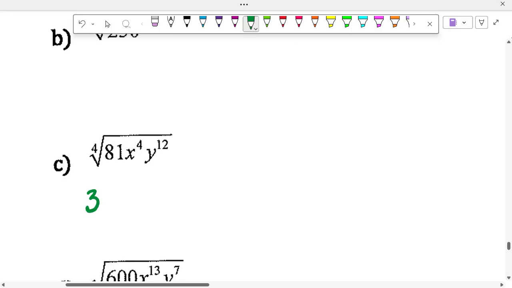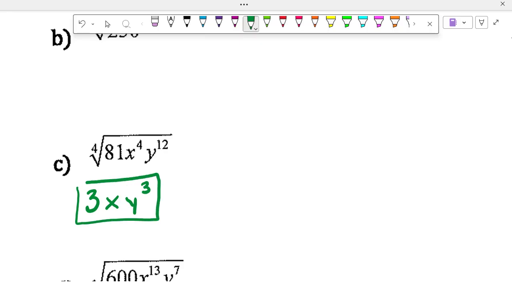Now, x to the 4th, is that a multiple of 4? Yes. So if I take the 4th root of x to the 4th, what do I get? X. Y to the 12th. 12 is a multiple of 4. So if I take the 4th root, what do I get? Y cubed. And that's it. It was a perfect fourth. So the radical just is gone. So if everything under the radical is a perfect whatever the index is, the radical doesn't exist anymore. It's just like if we took the square root of 4, it's 2. All right, the radical doesn't exist anymore.